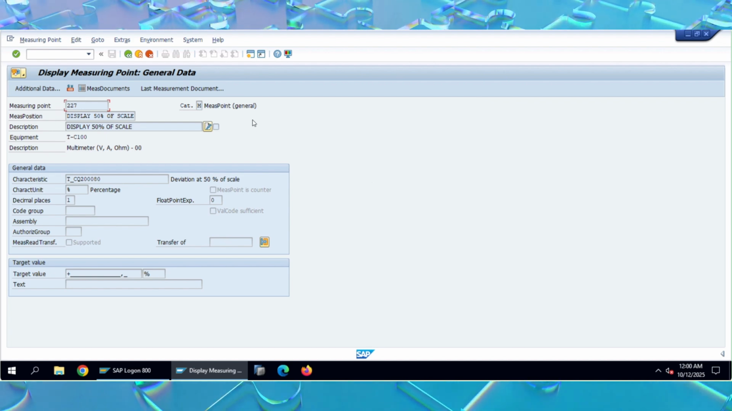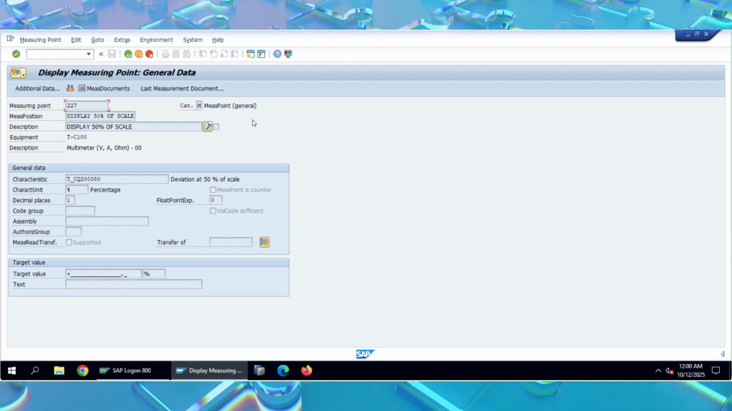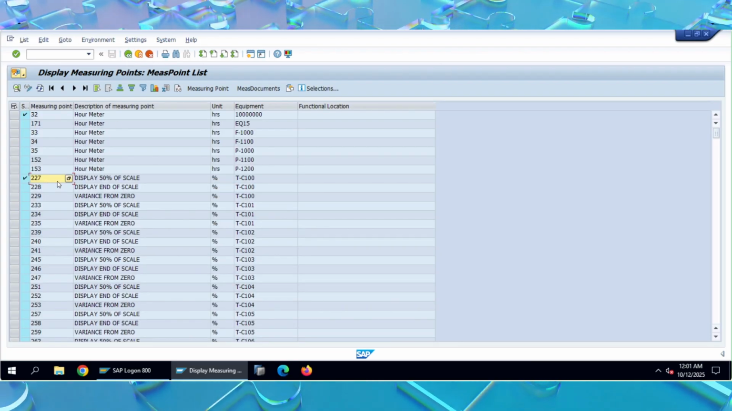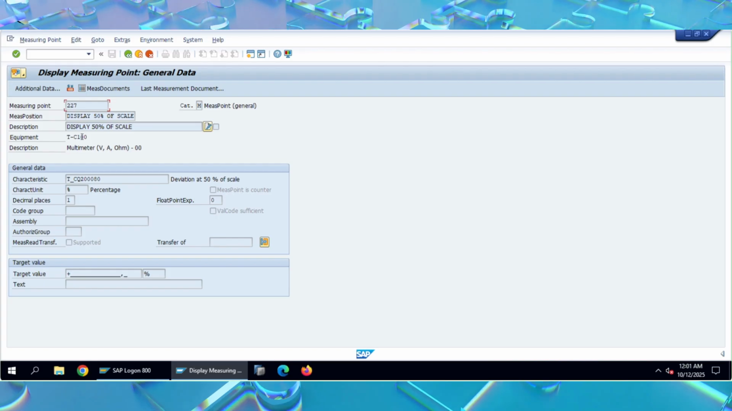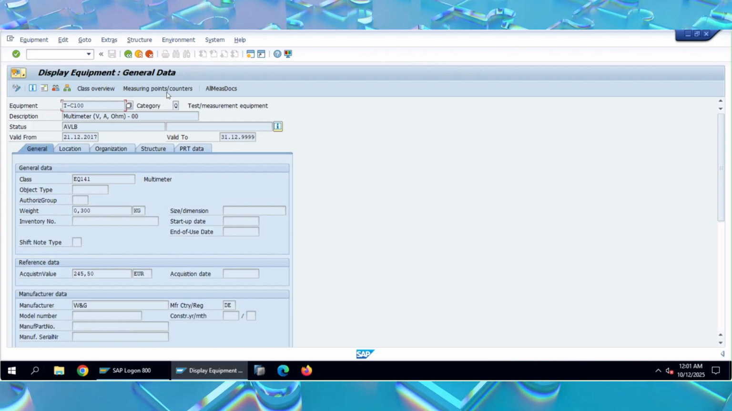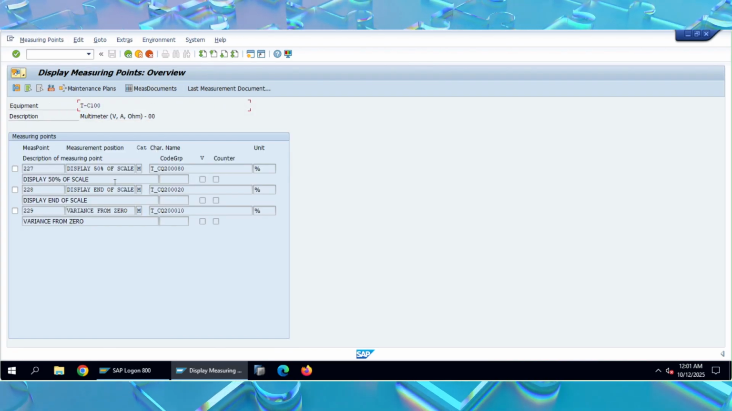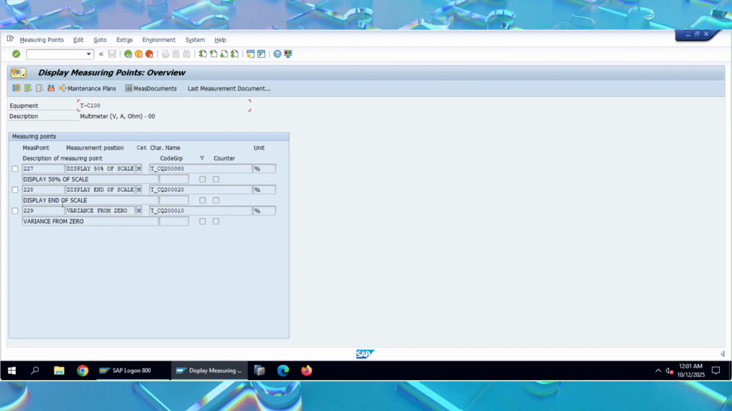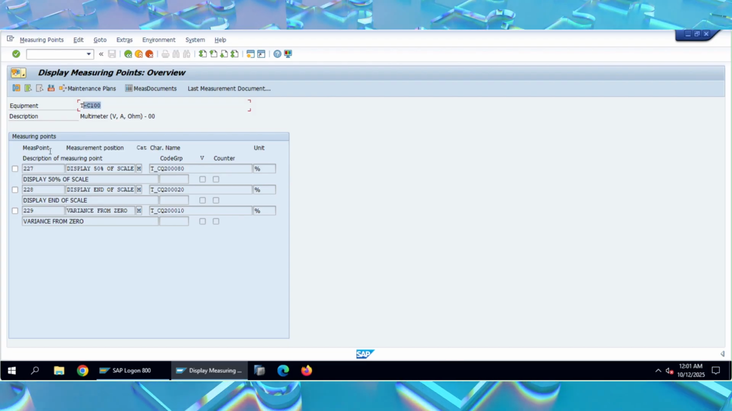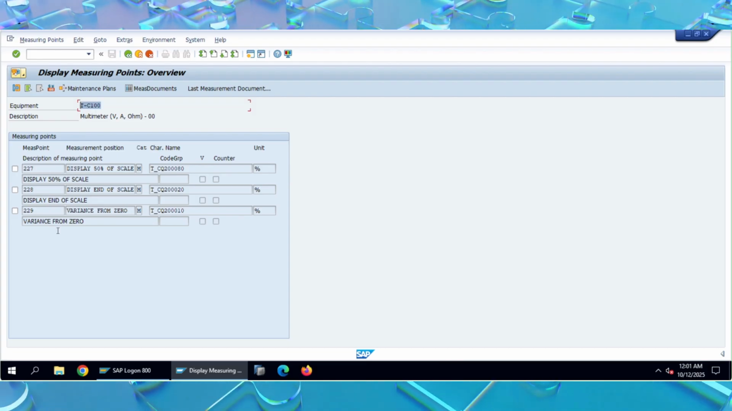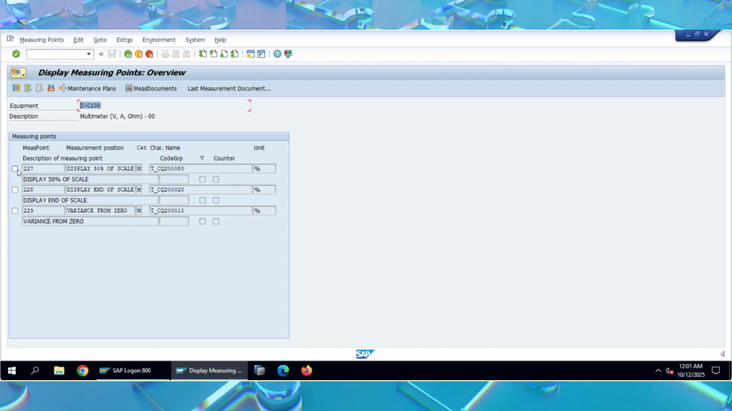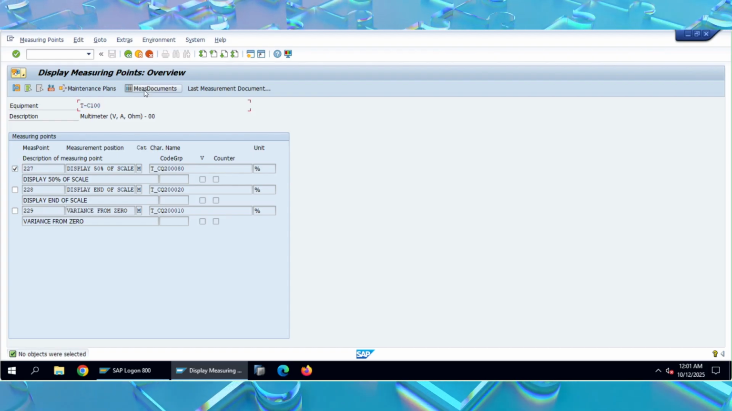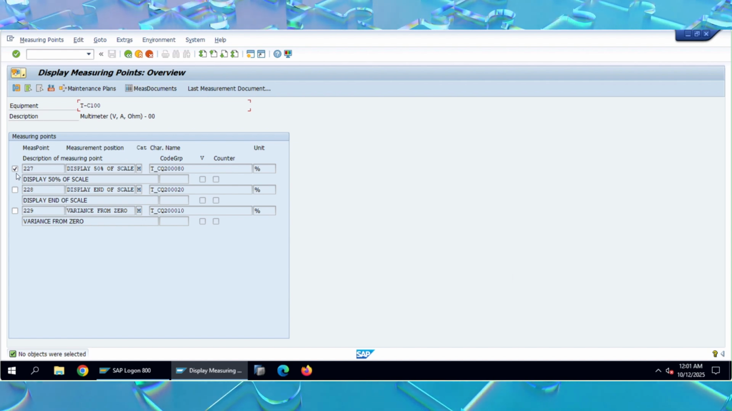So this is your counter and non-counter one. Under the equipment also you can see this. If I go inside the equipment, there is a tab, Measuring Points. If you come over here, you can see all the measuring points that have been created for this particular piece of equipment. And you can check the measurement documents as well, if anything has been posted. So nothing has been posted.